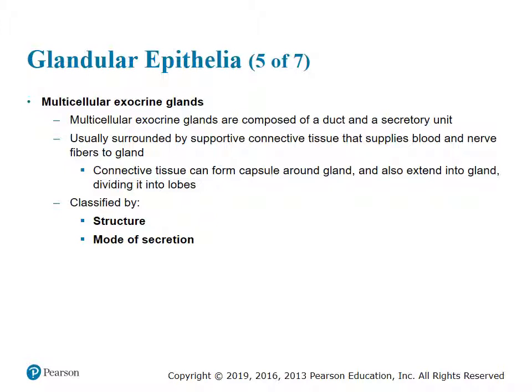Now, multicellular exocrine glands means there are many cells that make up this gland. They're going to have a duct. They're usually supported by connective tissue, and there's usually going to be a blood supply to them, and a nerve supply to them.